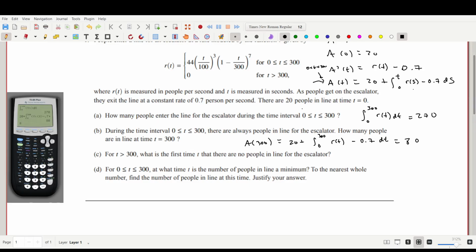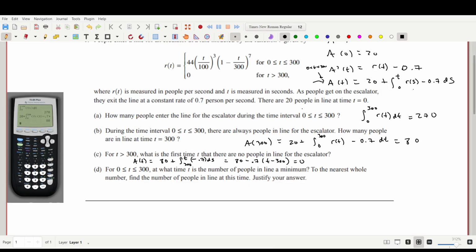I guess afterwards, A of t is just 80 plus the integral from 300 to t of negative 0.7 ds, because R turns off. I guess technically this equation is valid, but it would happen to equal that one. This would definitely equal 80 minus 0.7 times (t minus 300), and that's supposed to equal 0. I want it to equal 0, so I solve for t.